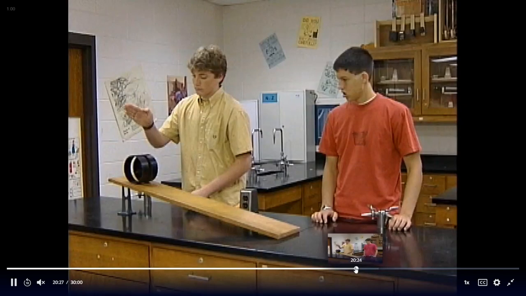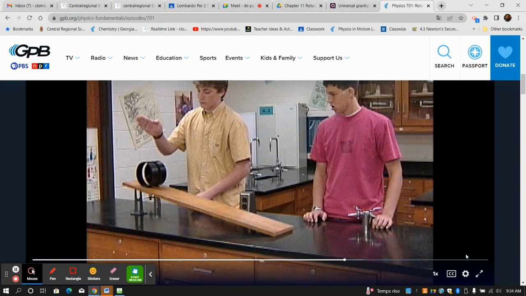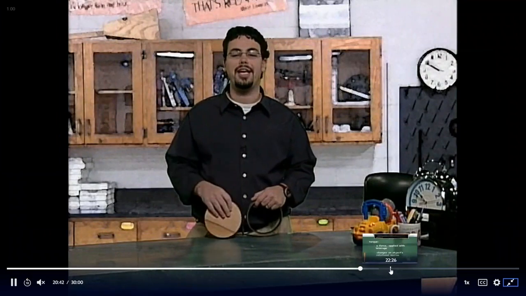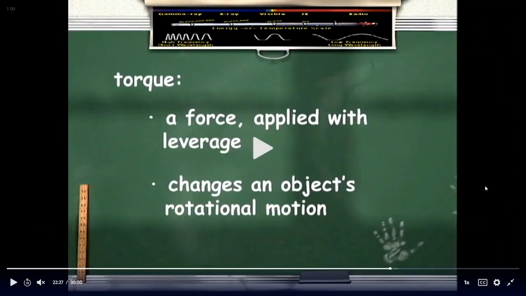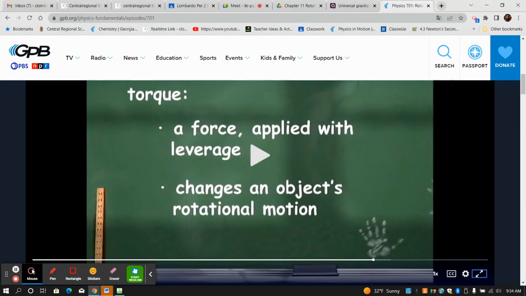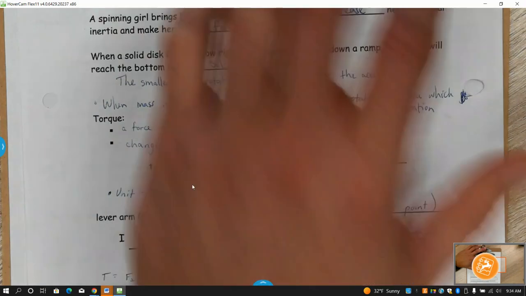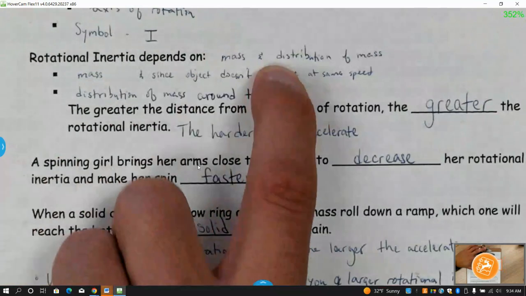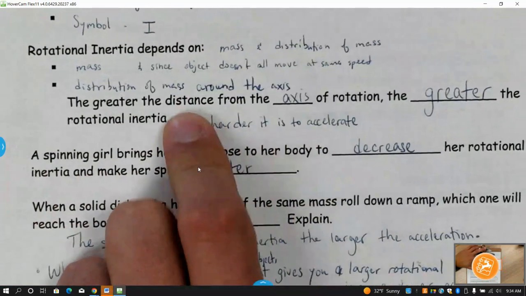Yep. Working? No? What? There it is. Boom. All right. And then what else did we see or talk about? Okay, then we get into torque. Oh, sorry, for the notes.